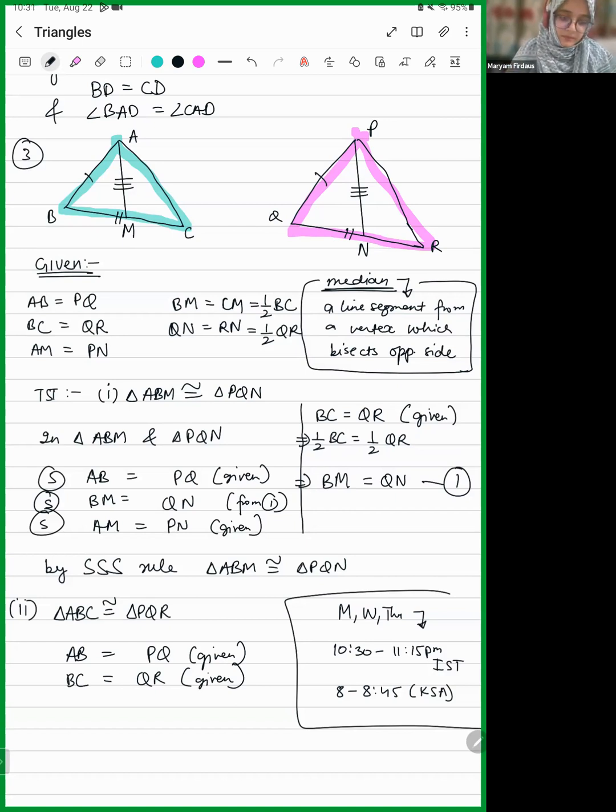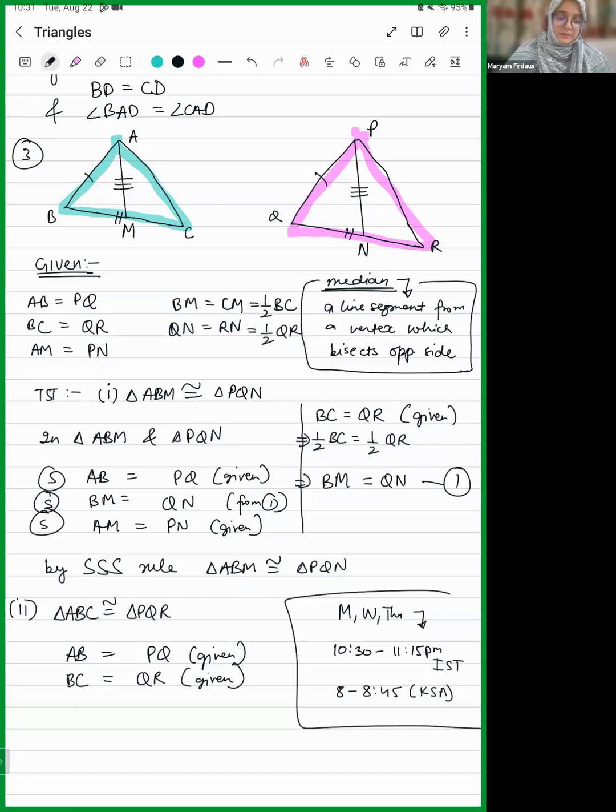AM is equal to PN. But that is not a part of the triangle, na? That is not a side, that is not an angle. So when we want to prove two triangles as congruent, we have to show either their sides as equal or their angles as equal. AM and PN are not. How do you know AC is equal to PR?